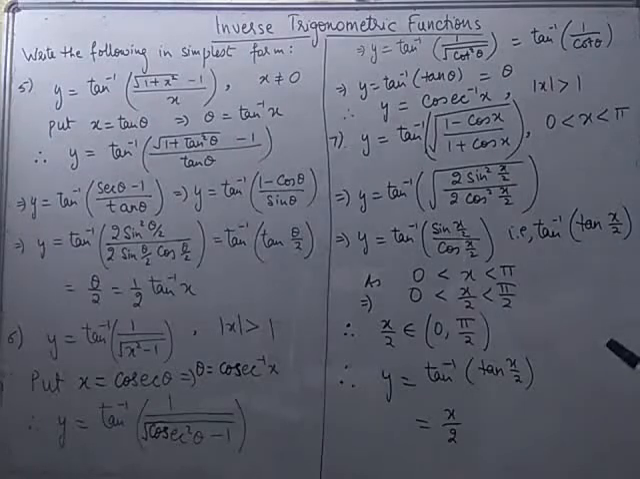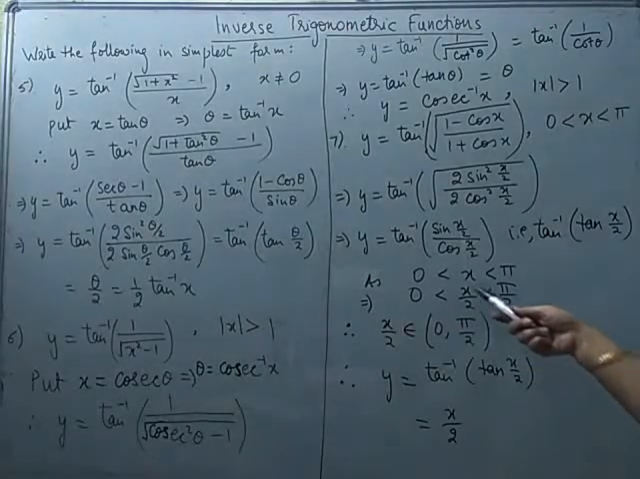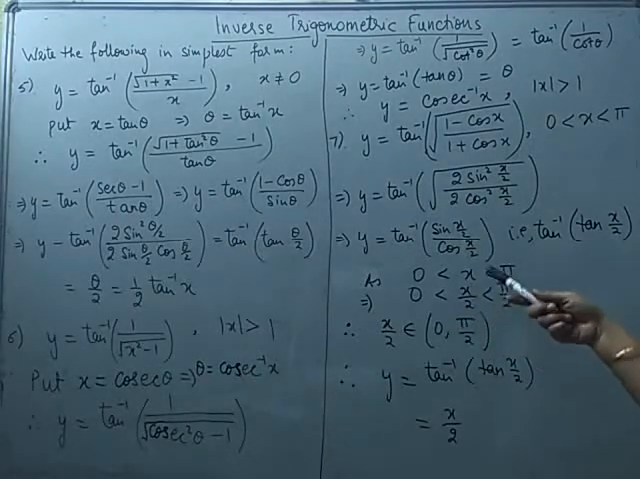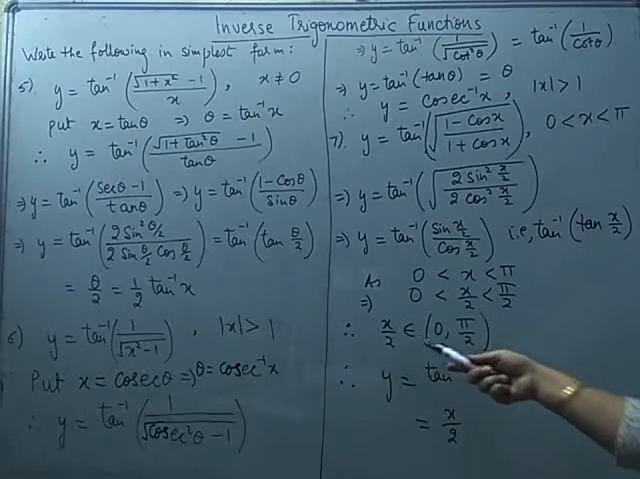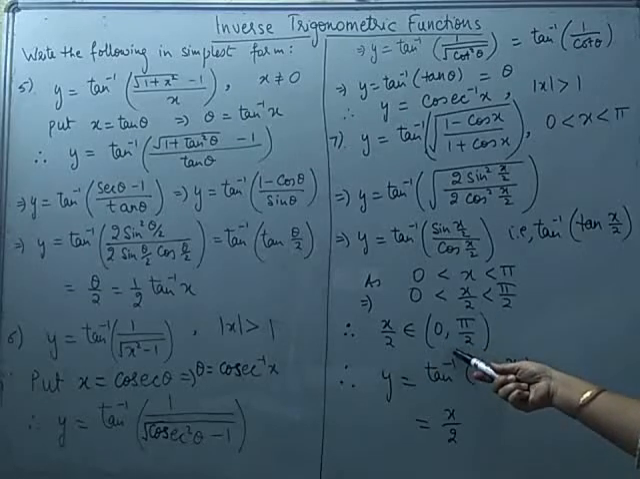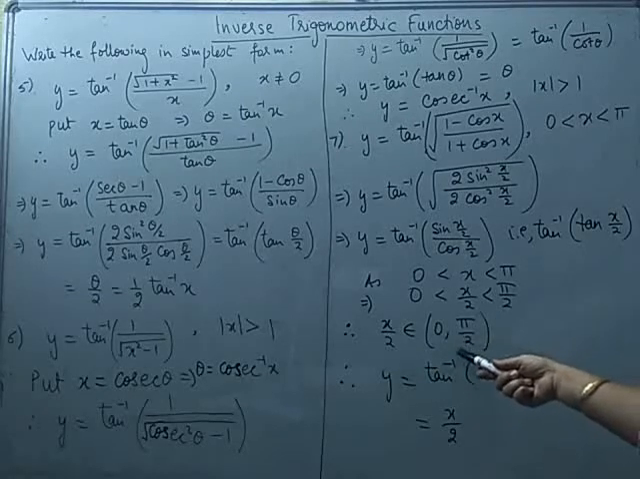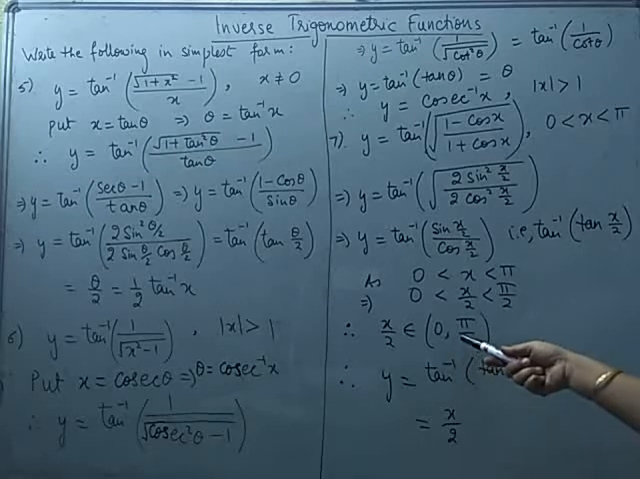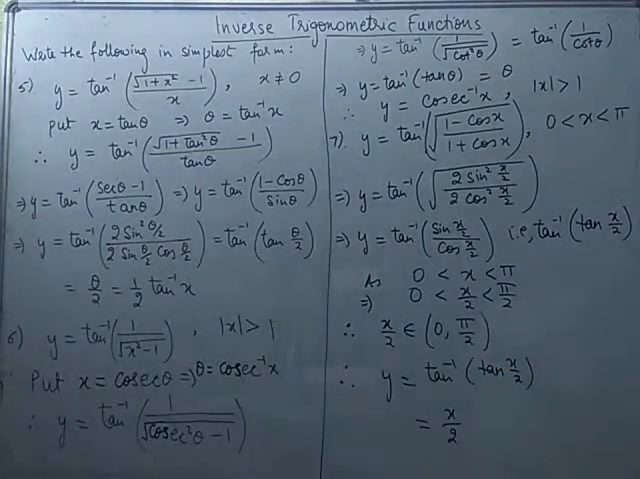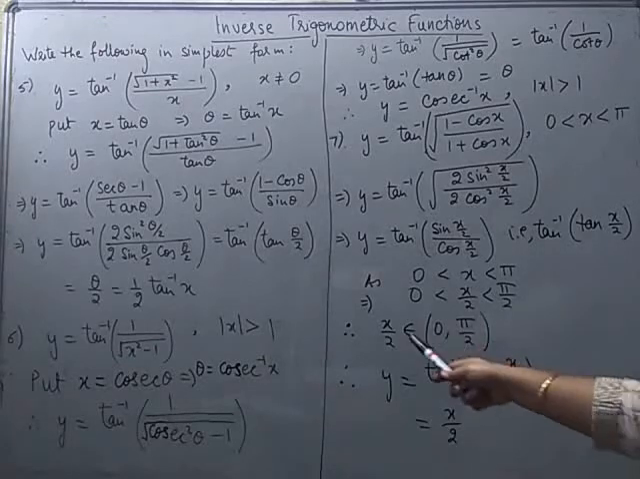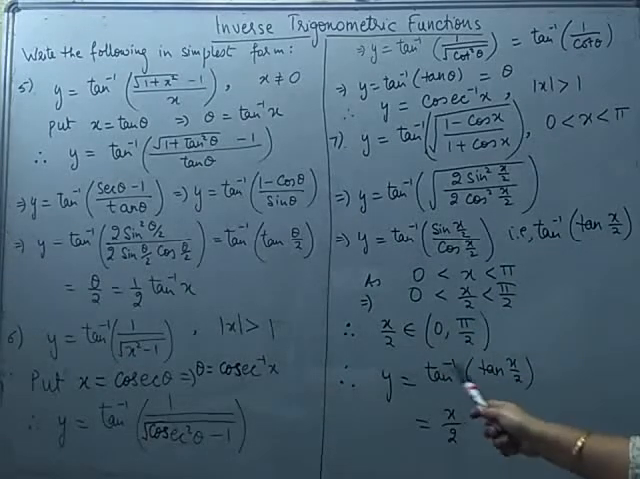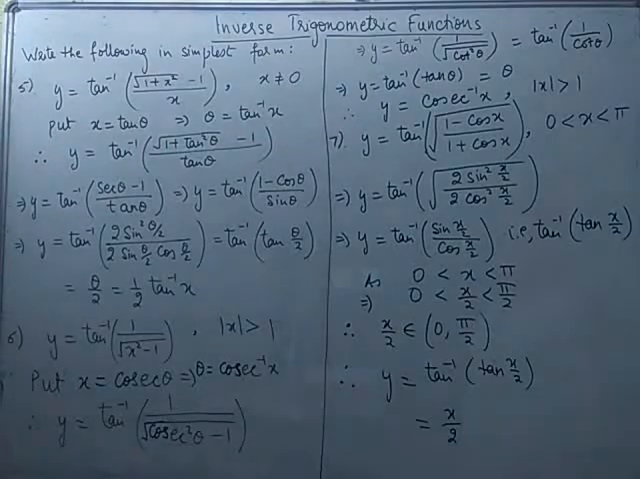And if you look at the properties, you will find tan inverse tan x is x if x belongs to the open interval minus pi by 2 to pi by 2. So whatever angles x by 2 is taking, they fall in that interval. So x by 2 is belonging to the interval which includes all the angles in the interval minus pi by 2 to pi by 2. So we can replace tan inverse tan x by 2 by simply x by 2.